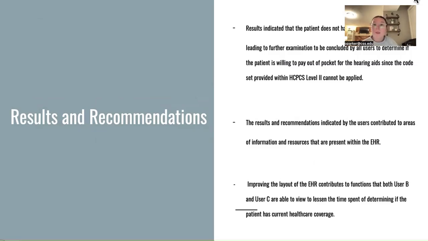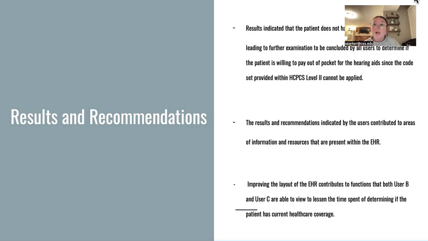And now for results and recommendations. So the results indicated that the patient does not have active insurance, leading to further examination to be concluded by the users to determine if the patient is willing to pay out of pocket for the hearing aids, since the code set provided within the HCPCS level 2 cannot be applied. So the code set that you would usually submit for a medical device would be the HCPCS level 2 code set. But in this case, since the patient does not have active insurance, we unfortunately cannot submit a code set.